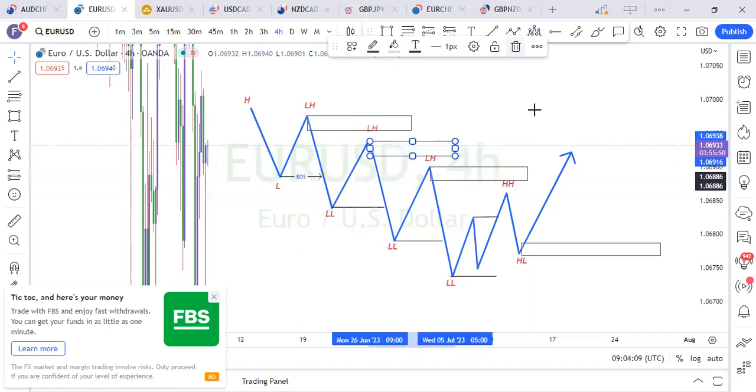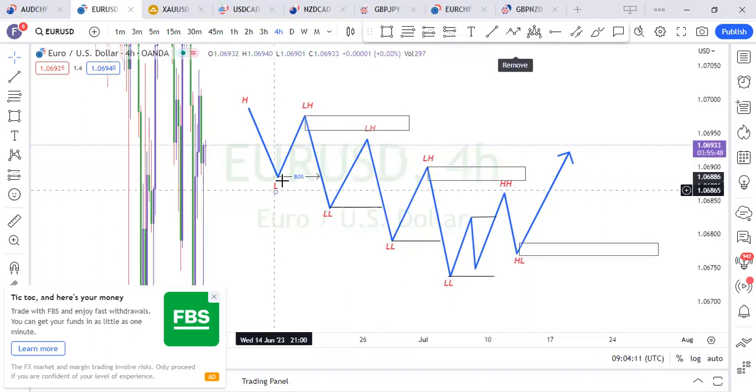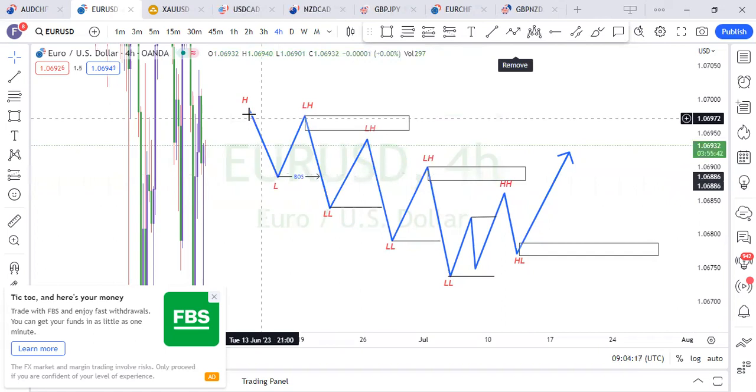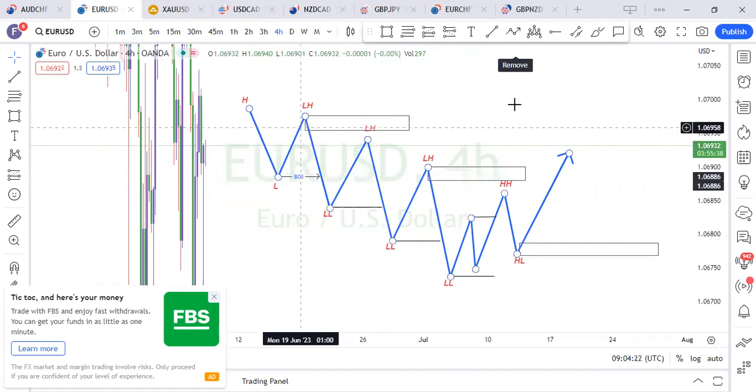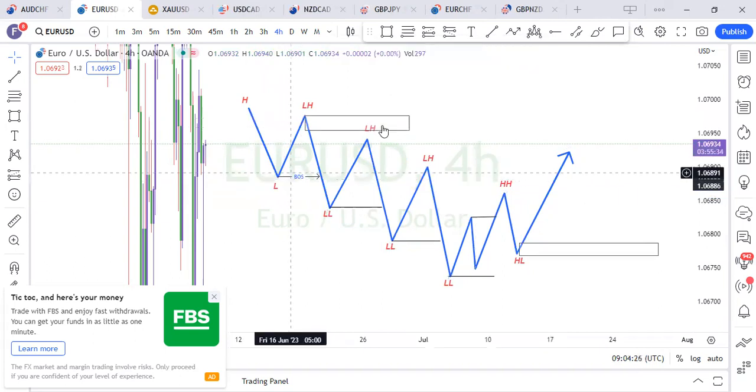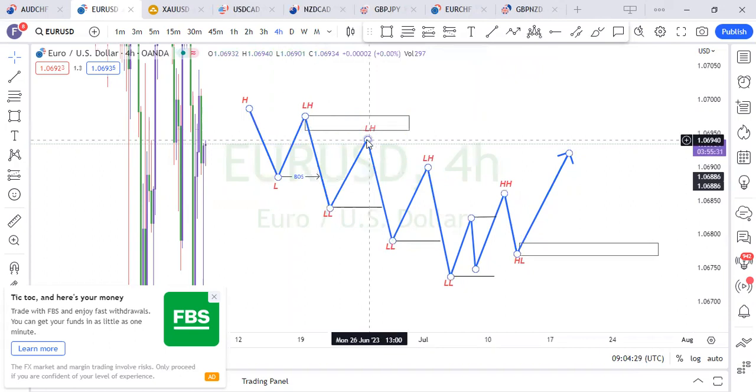So we now ask ourselves, which area took out this low? You understand? Which zone between this level and this level took out this particular low? This is the one that took out this low. So we now mark here as our BOS, and then we're waiting for the market to come back to this level here, to continue the downward movement.